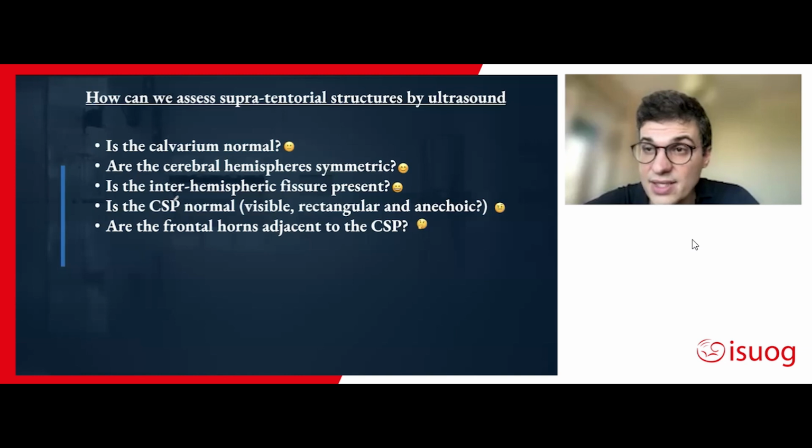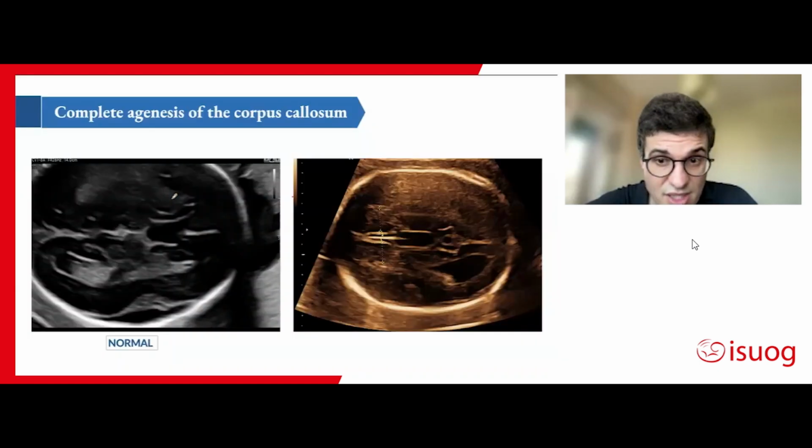So only the complete agenesis of the corpus callosum has this striking imaging sign, which is no visualization of the cavum septi pellucidi and frontal lobes displaced from the midline. So can you see this is a normal picture? A normal case: cavum septi pellucidi anechoic, rectangular, and the frontal lobes adjacent to the cavum septi pellucidi.